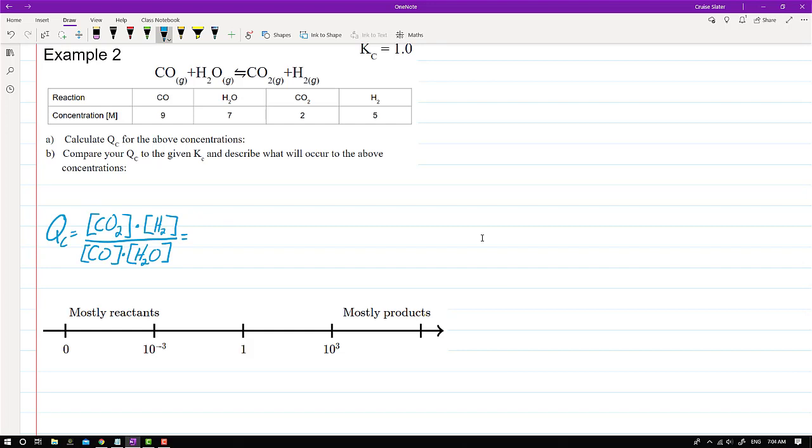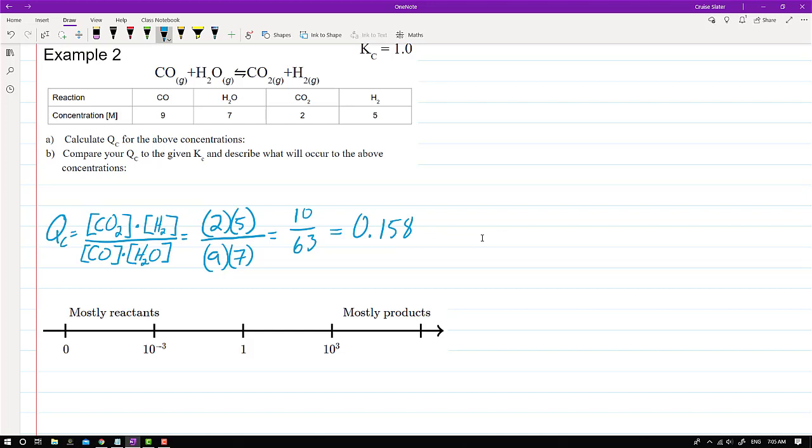Again, the Qc expression is already given to us. We need to calculate the Qc for the above concentrations, so let's go ahead and fill in our values. We're going to have 2 multiplied by 5. I'm just getting these from the data table up here, and 9 and 7. So let's put these in brackets, put a line there. Well, 2 times 5, that's 10, and 9 times 7 is 63. 10 over 63, we can already see that's going to give a decimal value of 0.158.